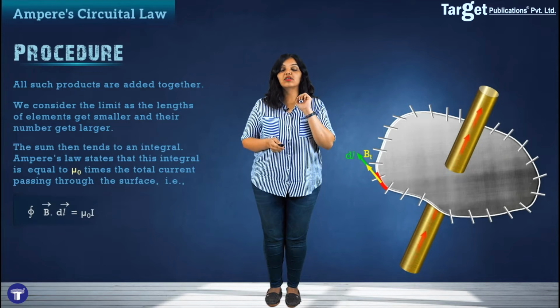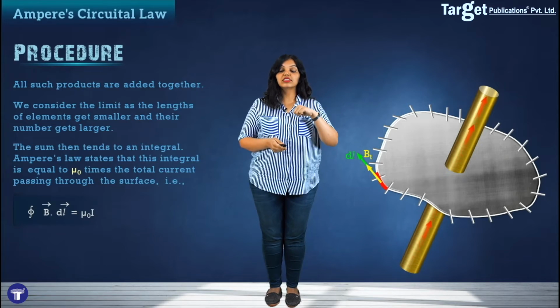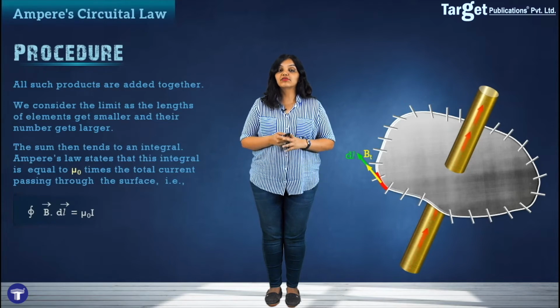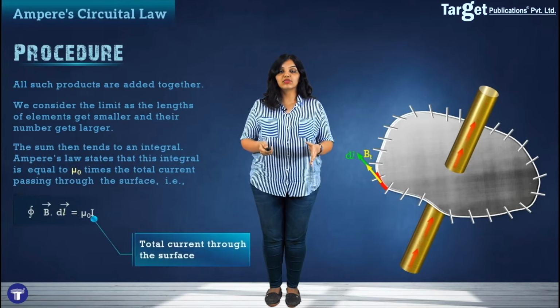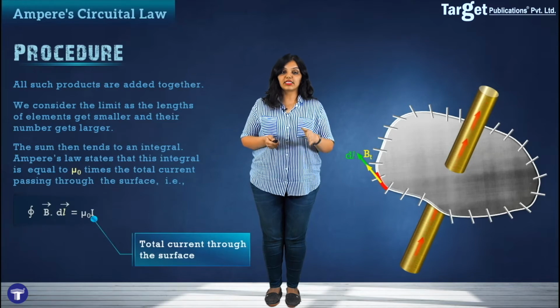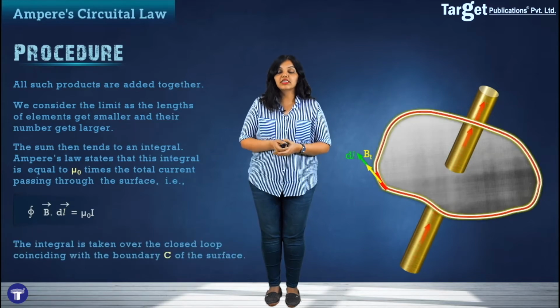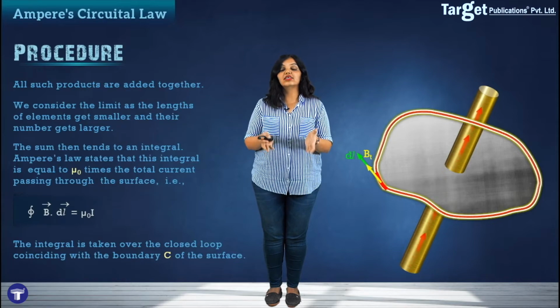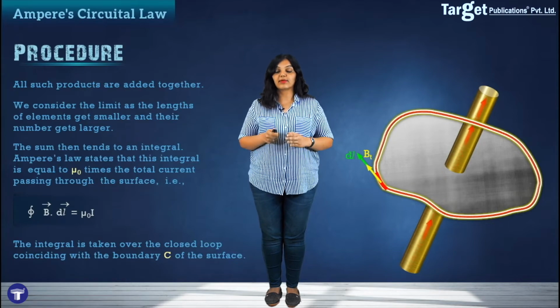That is, the integral of B dot dl over the closed loop, which is the boundary of the surface you are considering, is equal to mu naught times the current enclosed by the loop, or the current passing through the surface. Remember, the integral is taken over the closed loop, which coincides with the boundary C of the surface through which the current is passing.